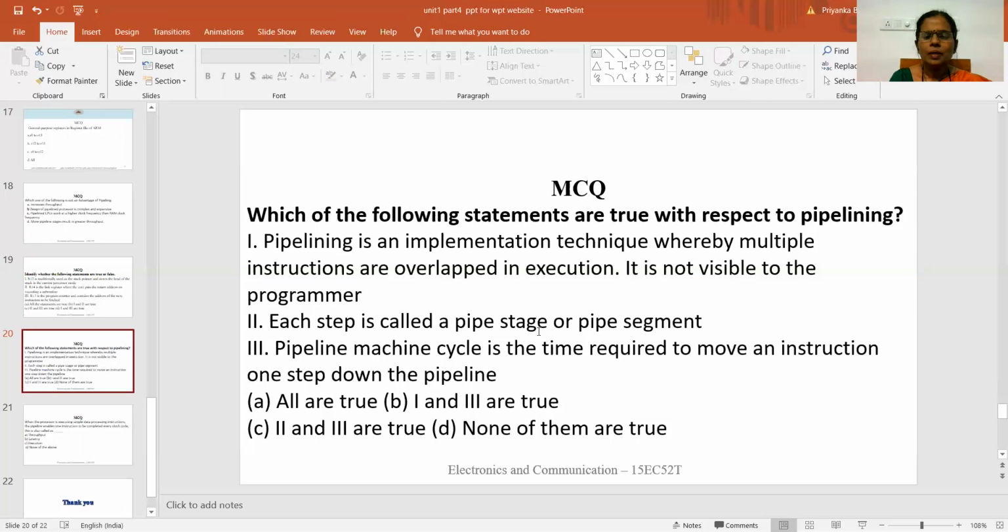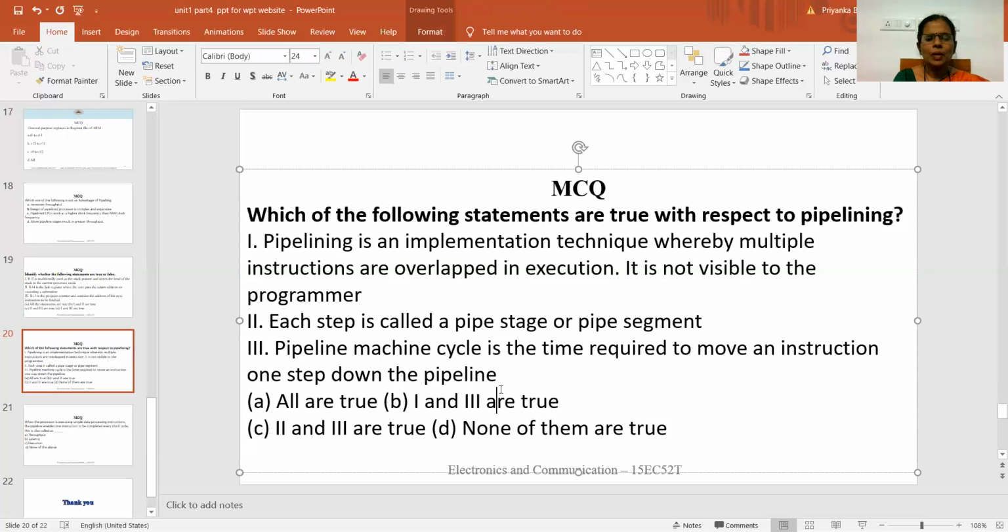Each step is called a pipeline stage or a pipe segment. Then the pipeline machine cycle is the time required to move an instruction one step down the pipeline. After the third cycle, from the fourth cycle onwards, it goes one step down. So the options are: all the statements are true, 1 and 3 are true, 2 and 3 are true, none of them are true. So the answer is A. Option A is the right answer. All the statements are true.